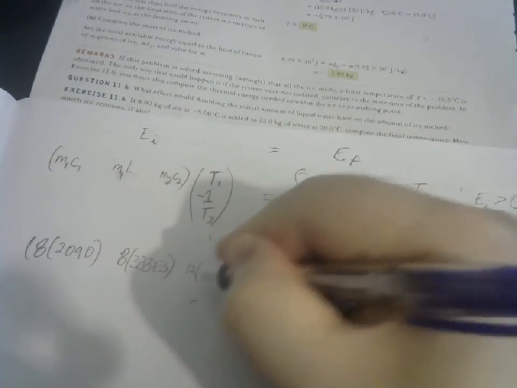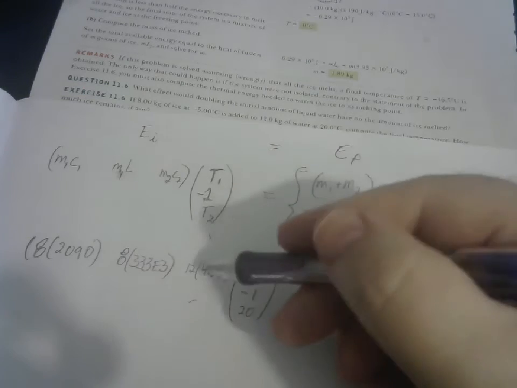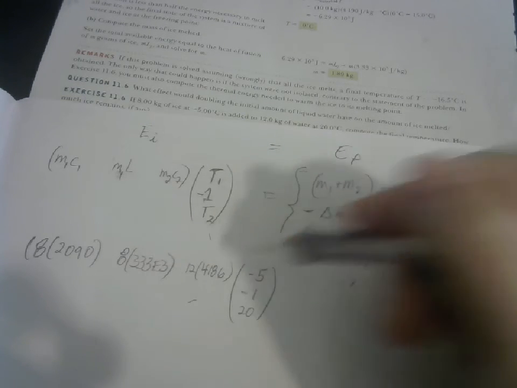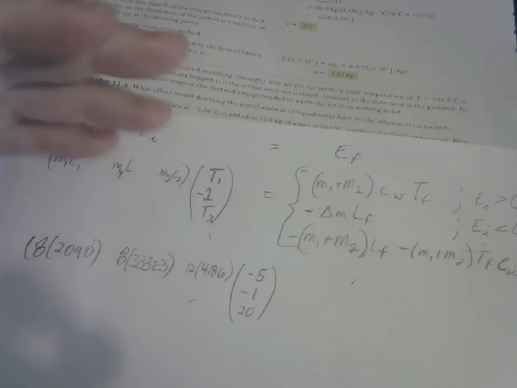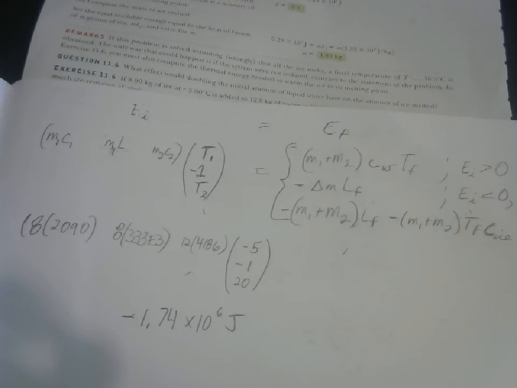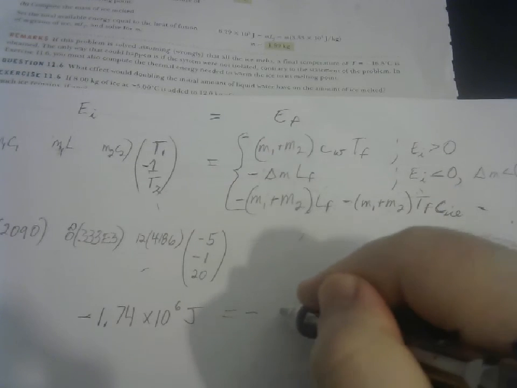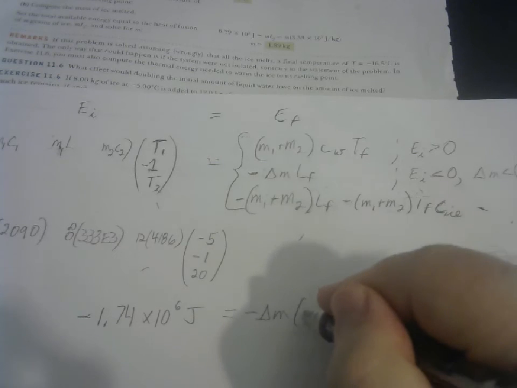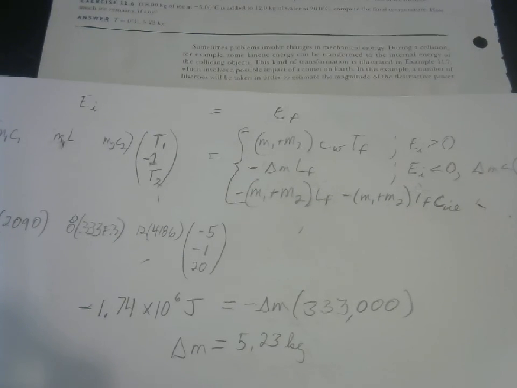So we're going to have that 12 kilograms at 20 degrees. And to heat it from 0 to 20, you would need 4,186 joules per kilogram per degree Celsius. So that is your initial heat in the system. Heat measured from the unfrozen state of water. And it comes out to be negative 1.74 times 10 to the 6th joules. So since that came out to be negative, first we're going to try this value, equals negative delta M times the latent heat of fusion, 333,000. And it comes out to be delta M is 5.23 kilograms.